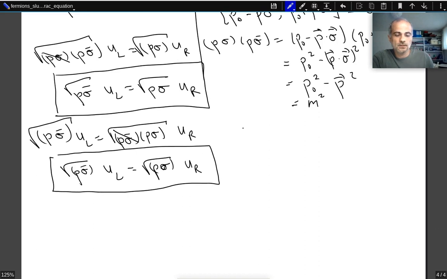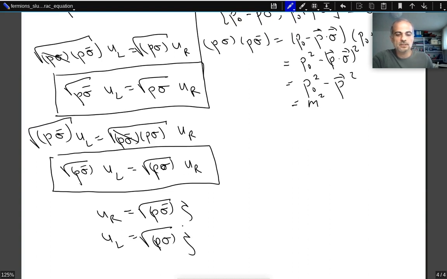Now we can write the solutions of this equation. The general solution will be u of R equal to square root of p·sigma bar times Xi, and u of L equal to square root of p·sigma times Xi, Xi being the same matrix. So basically u of R is proportional to this thing multiplied by some unknown constant, and u of L is this thing multiplied by some constant. If u of R and u of L satisfy this relation for an arbitrary Xi, then they will solve this equation and hence this equation. So these are our eigenvalues.